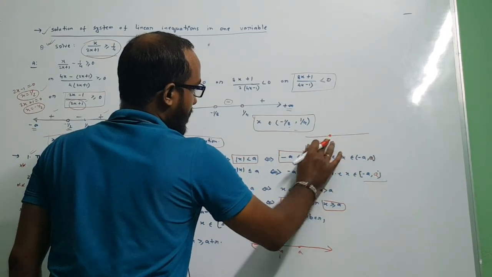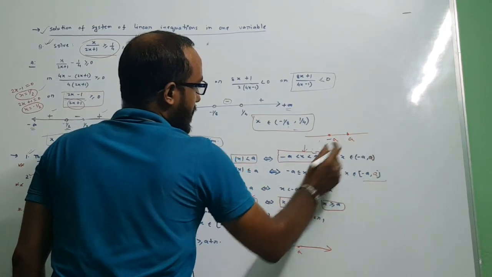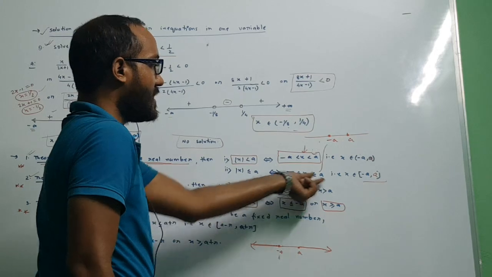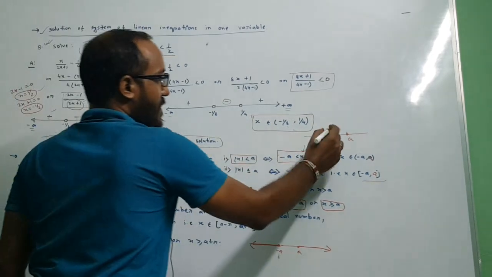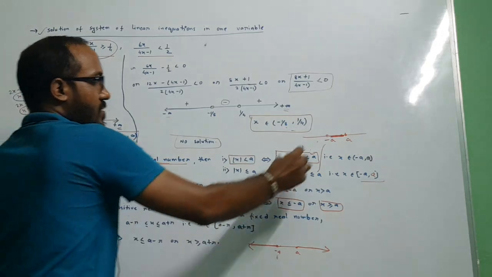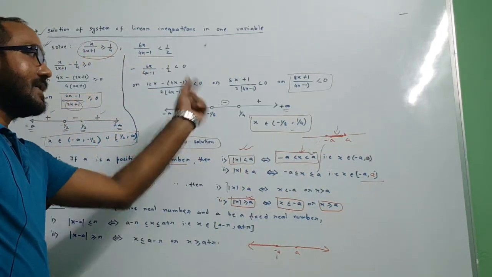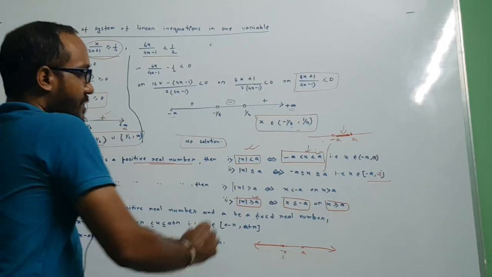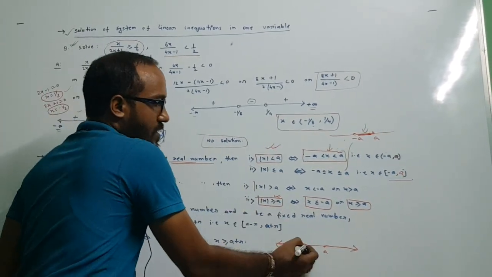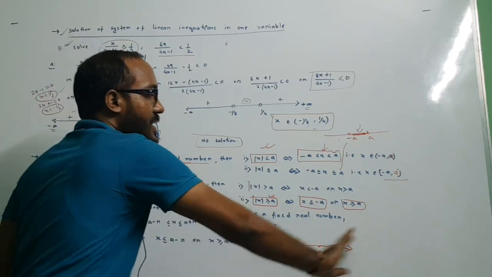Let us see the closed interval first. If it is a closed interval from minus A to plus A, we would have the solution x between minus A and plus A, taking minus A and plus A. So our solution range is between minus A and plus A when mod of x is less than A. This is very important. If mod of x is greater than or equal to A or greater than A, our solution range would be less than minus A and greater than plus A.